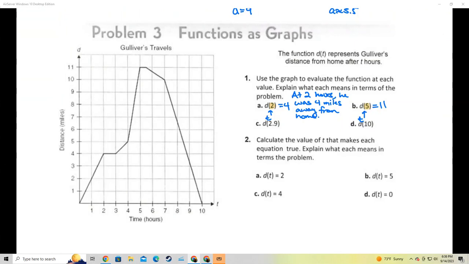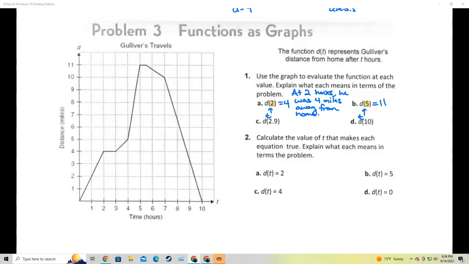What does that mean? That means at 5 hours, he was 11 miles away from home.